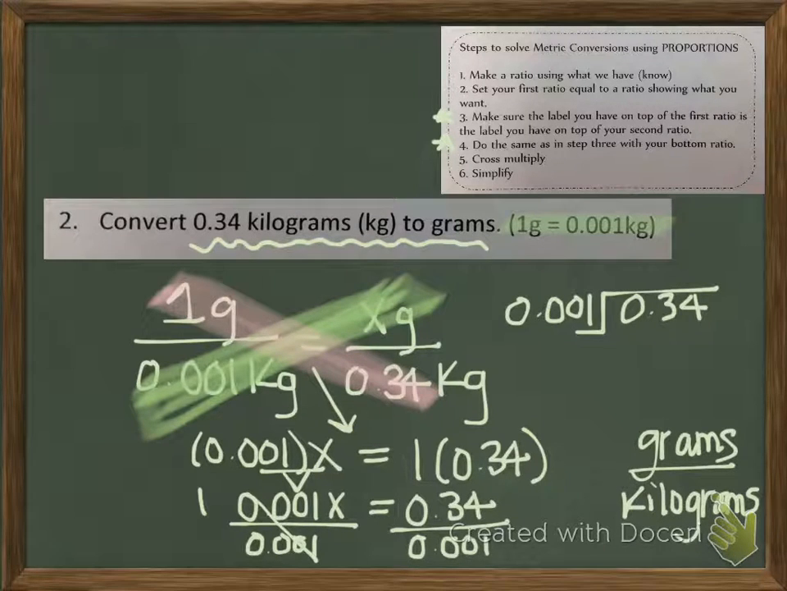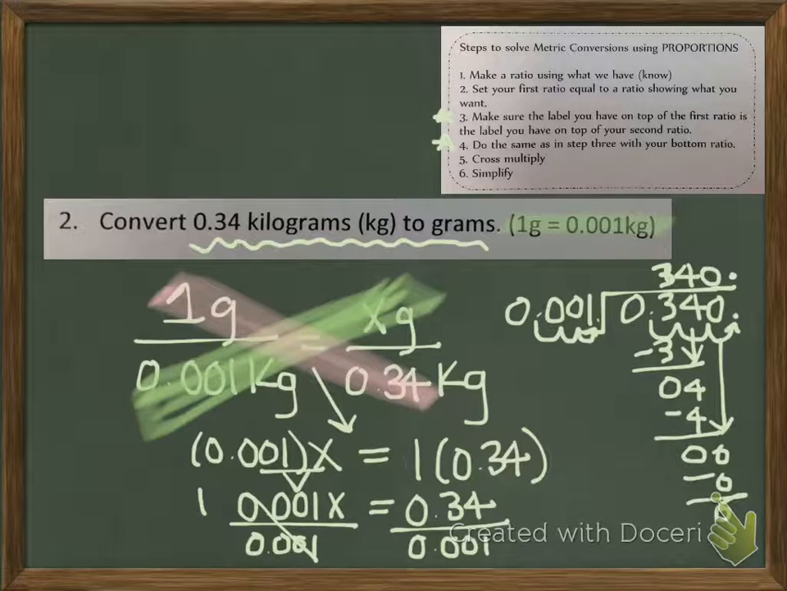I would like you to divide this on your own and press play when you have finished. Okay, so when you divided this, remember to move your decimals over in your divisor and do the same amount of times in your dividend. Bring your decimals straight up and then divide like normal. So this should have given us that x equals 340 grams.